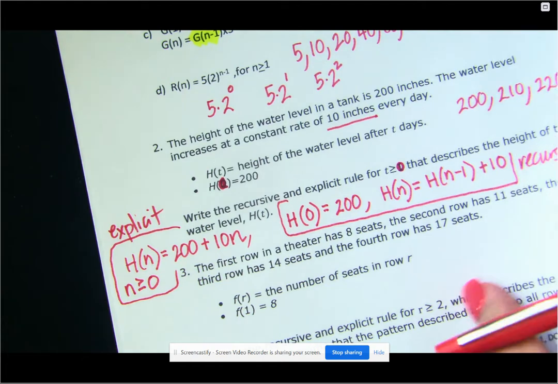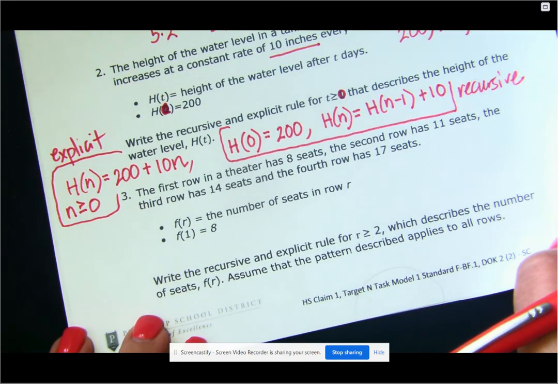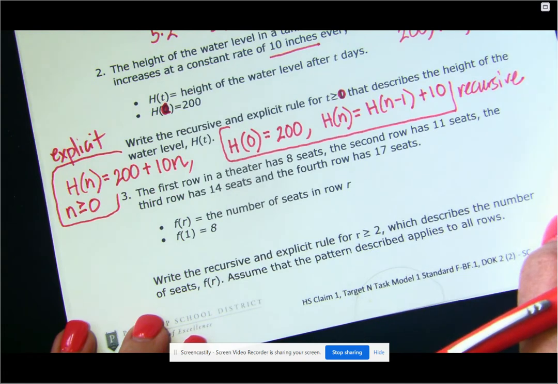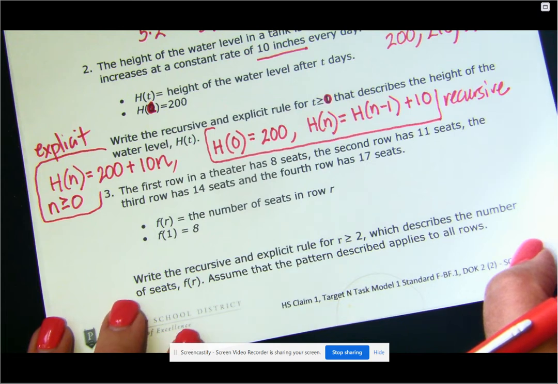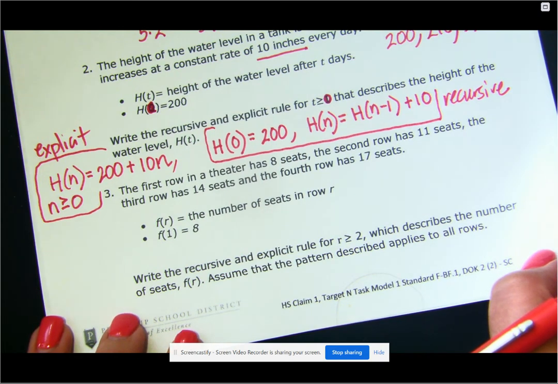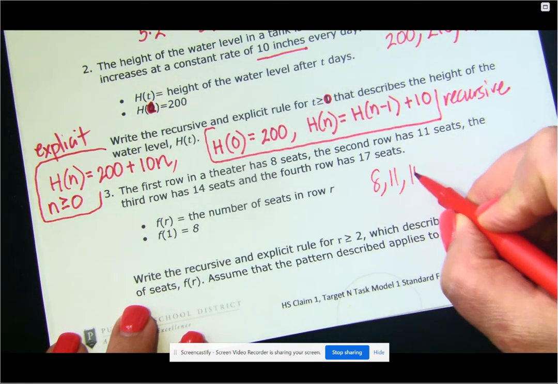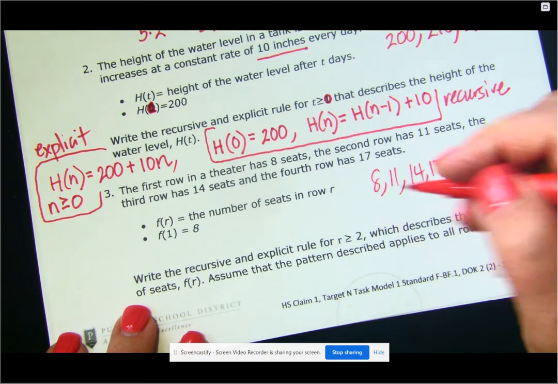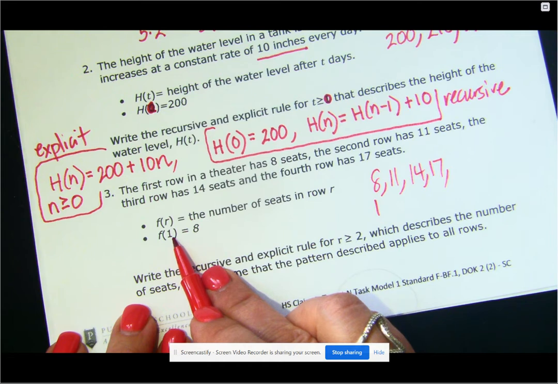All right, next problem. The first row in a theater has 8 seats. The second row has 11. The third row has 14, and the fourth has 17. F of R equals the number of seats in row R, and F of 1 equals 8. Write the recursive and explicit rule for R is greater than or equal to 2, which describes the number of seats. So I'm going to write this out. So we have 8, 11, 14, 17, and they're calling this the first row. See how they call it F of 1 this time?